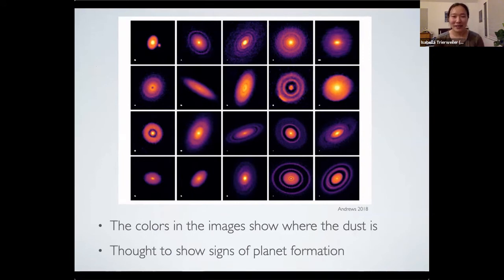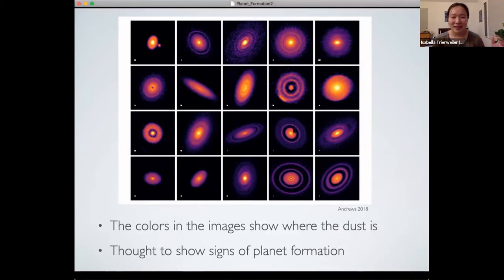And everyone was super excited about these images because, as you can see, we can see a ton of features in these disks. We can see places where there's a lot of dust building up, where these colors are brighter. We see lots of rings. We see gaps where the dust has kind of cleared out. And everyone was really excited about this because we think it's a good sign that some sort of planet formation is happening right now, right? So we're somehow getting our dust into different formations.